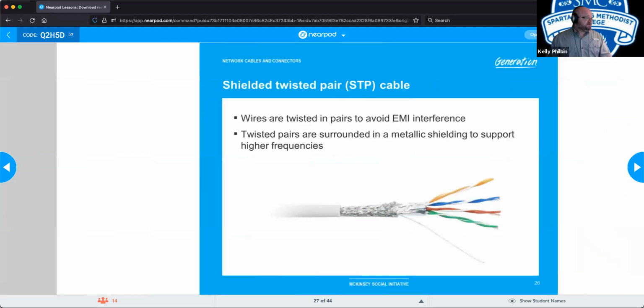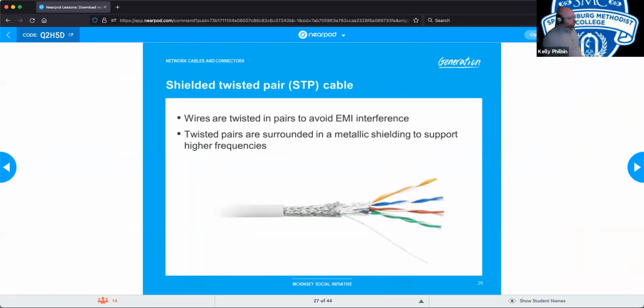All right. Now we move on to most common mediums, which would be our twisted pair groupings. First one we will talk about is the STP, or shielded twisted pair. See this metal foil right here running outside of the cable? That is shielding it to try to avoid electromagnetic interference.